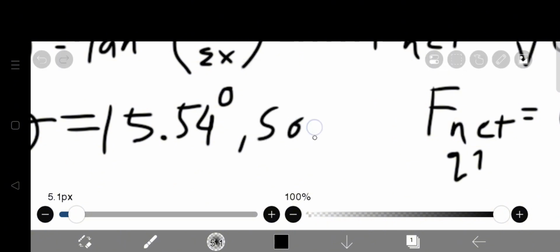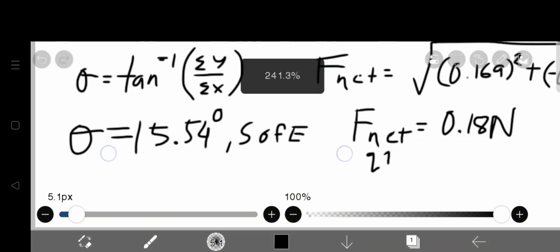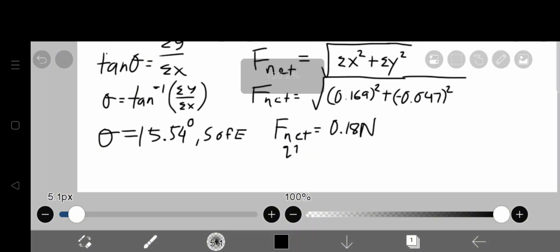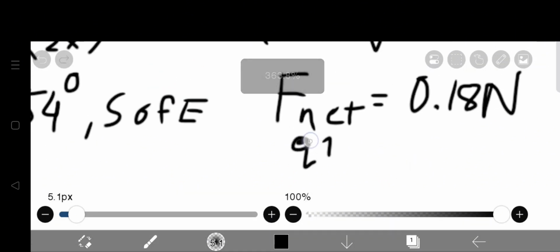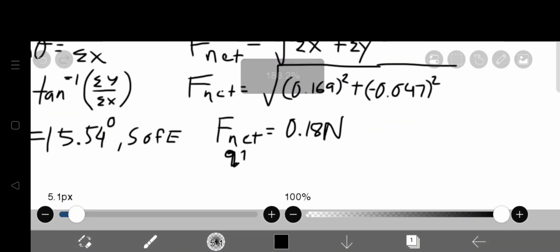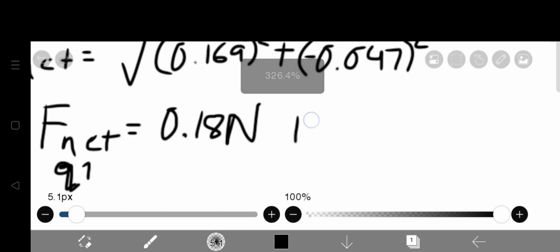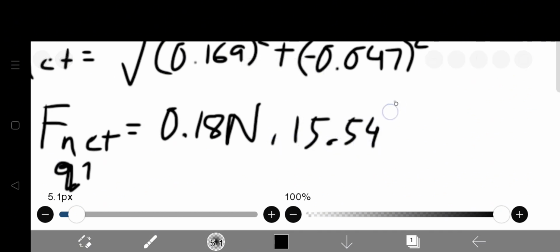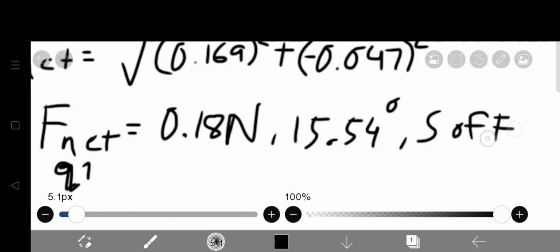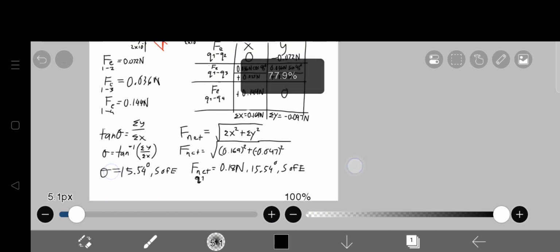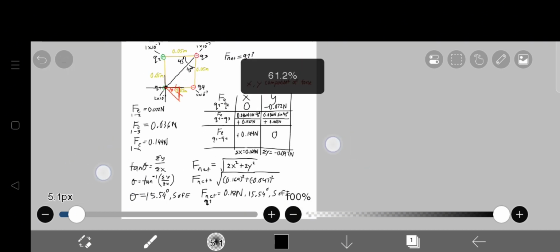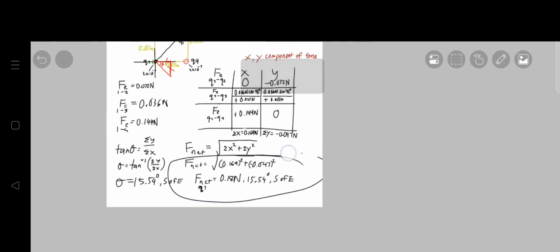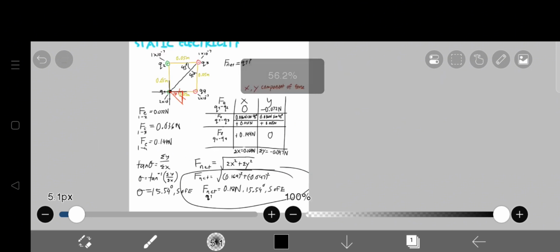South of east. Therefore, the final answer for the F net of Q1 is 0.18 newtons, 15.54 degrees south of east. Yan. So that's it. That's our final answer for the net force on the Q1.